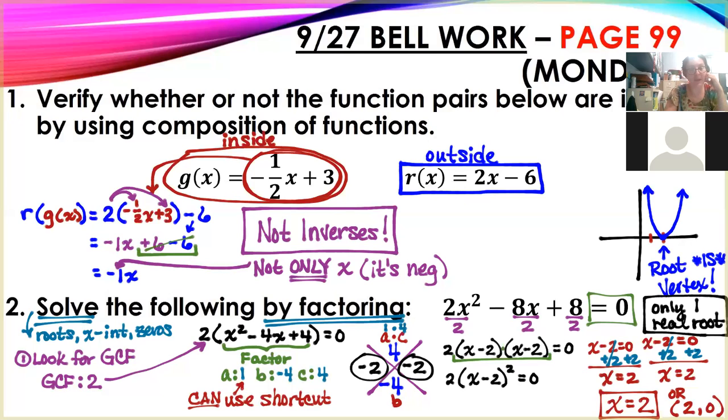If we had two separate answers, pretend we'd got -2 and +2, then the vertex would not be on the x-axis. It would not be our root. All right.